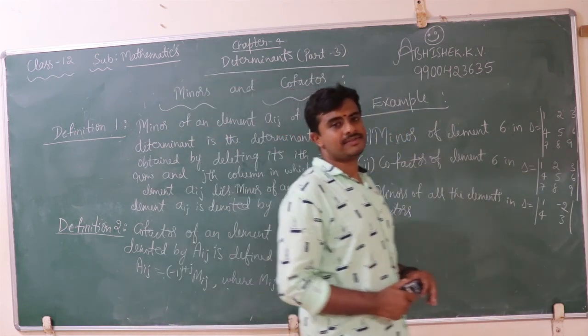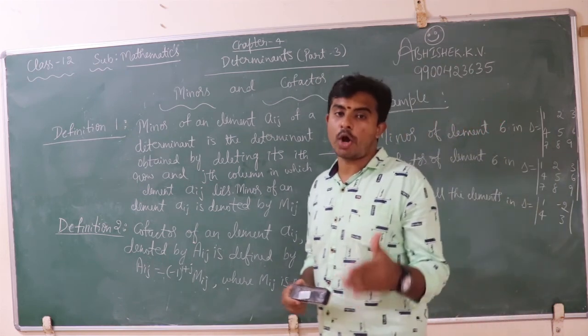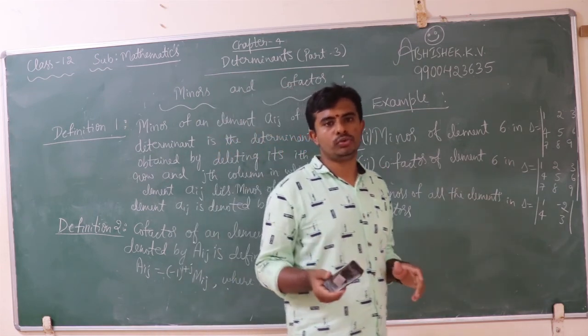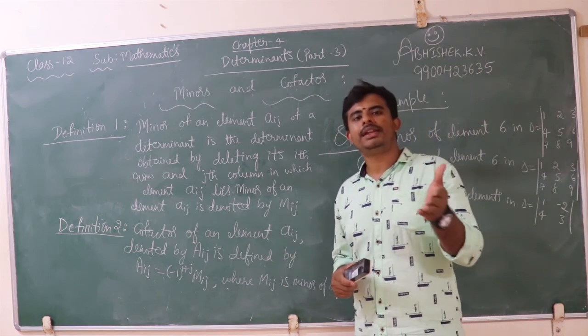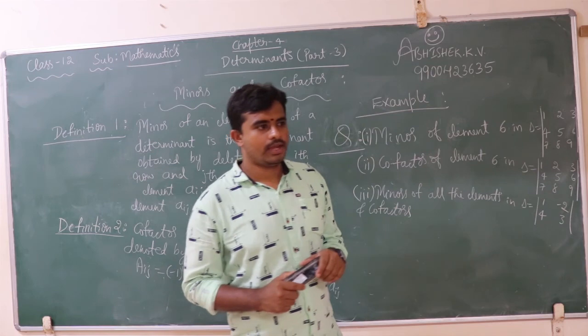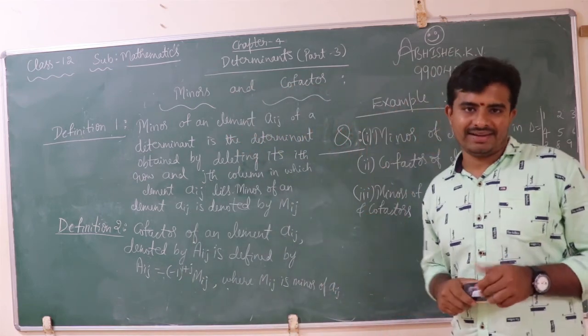Yes, last class we completed the properties of determinants and we solved some problems using the properties of determinants. I told you those problems are very important for your annual examination, that will appear in your Part E, that is for 4 marks. Yes, let us move on to the minors and cofactors.